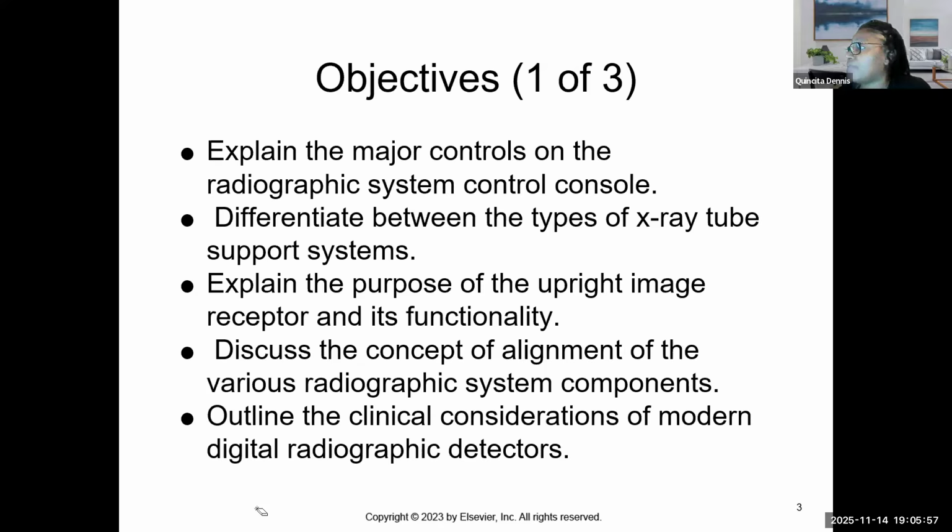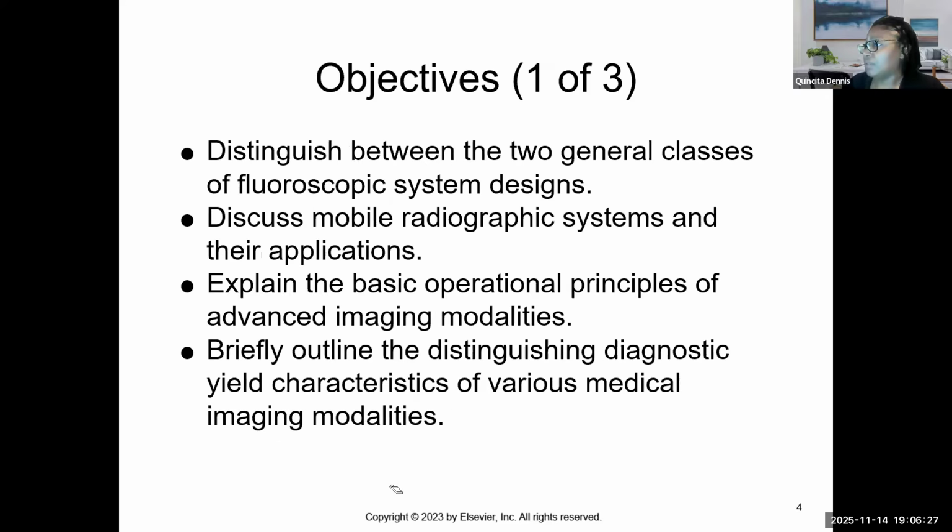Differentiate between the types of X-ray tube supports. It talked about two. Explain the purpose of the upright image receptor and its functionality. I like more so the term upright Bucky, but our book says upright image receptor. Discuss the concept of alignment of the various radiographic system components. Outline the clinical considerations of modern DR detectors, kind of something that we've talked about in the past.